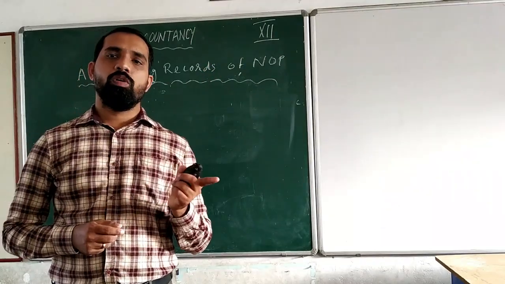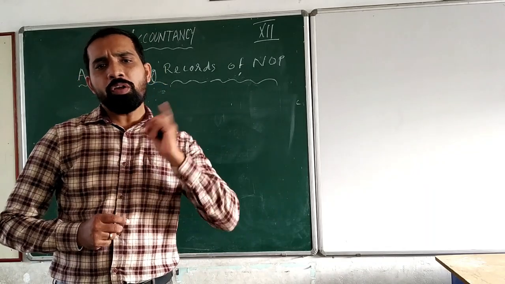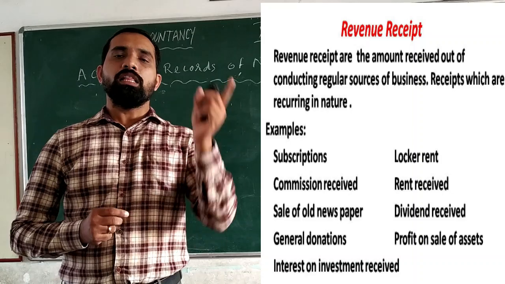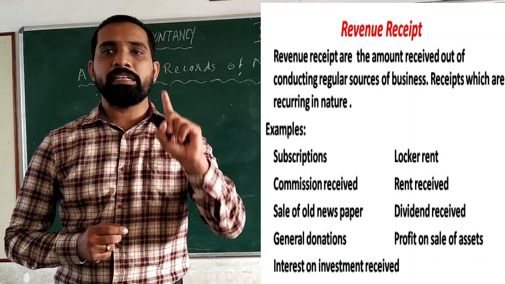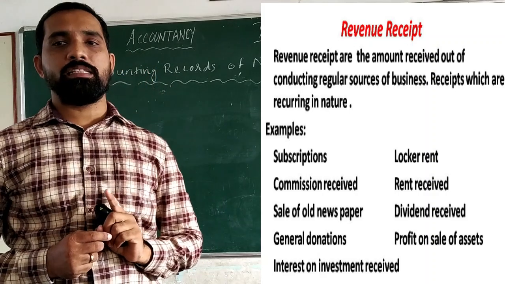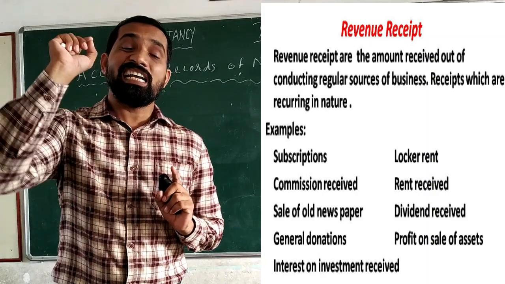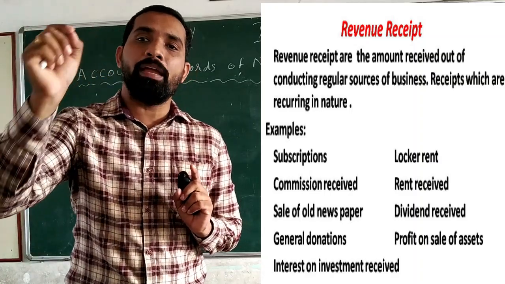The next, revenue receipt. What do you mean by revenue receipt? Revenue receipts are the amount received out of conducting regular source of business. That means revenue receipts are recurring in nature. What is recurring? It is repeating.